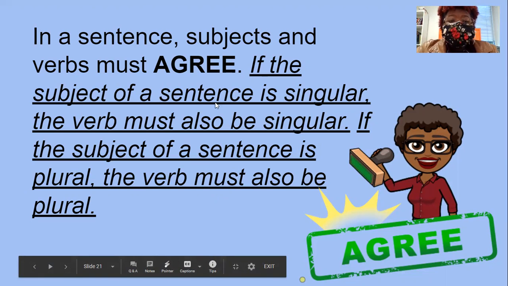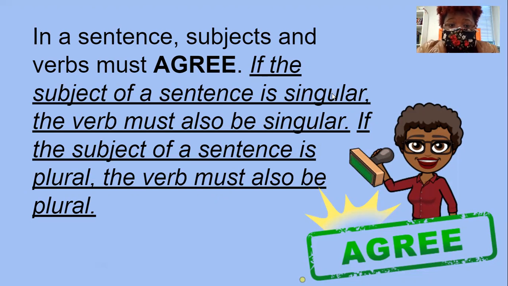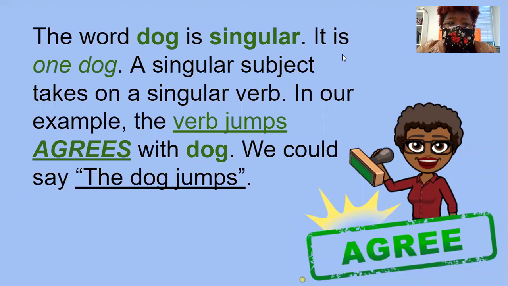So when we look at our sentences, our subjects and our verbs must agree with each other. If the subject of a sentence is singular, then that means the verb has to be singular as well. If the subject of a sentence is plural, that means our verb has to be plural as well. So you're probably like, what does that mean? Let me explain it a little bit more.